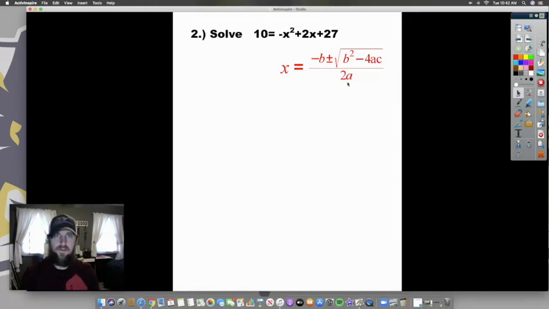All right, next example. A couple things that are a little bit different. It's not set equal to 0, so we need to tackle that 10, get it on the other side, and then we can write down our A, B, and C. Some people jump the gun and write them down first, and it's going to throw it off.